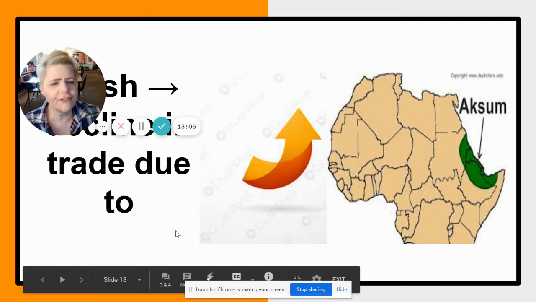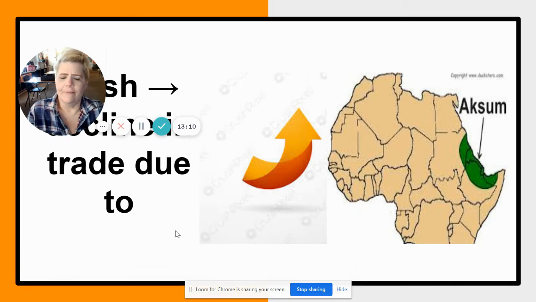Now, what does the Kush have to do with trade and the Aksum? What I need you to remember is, and I know I didn't stress it that strongly when we were talking about the Aksum Empire, but you have to remember that the Kush were there before the Aksum Empire came about. And so in order for the Aksum to rise, the Kush had to decline. Okay? So in order for the Aksum to rise, the Kush had to decline.